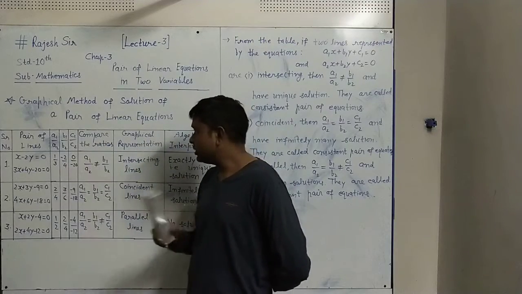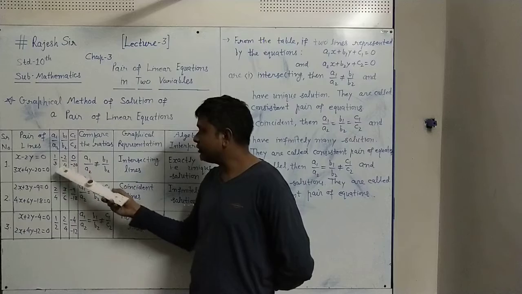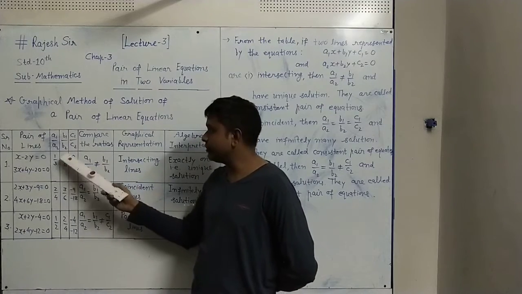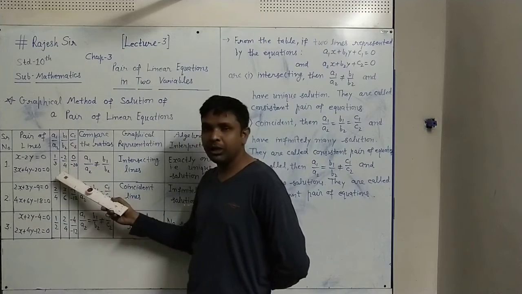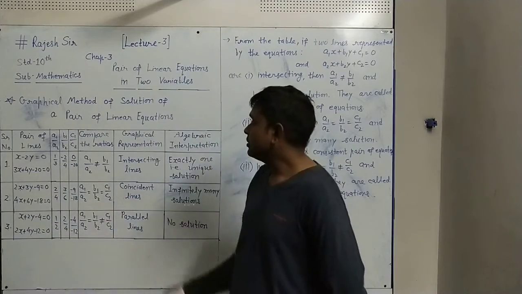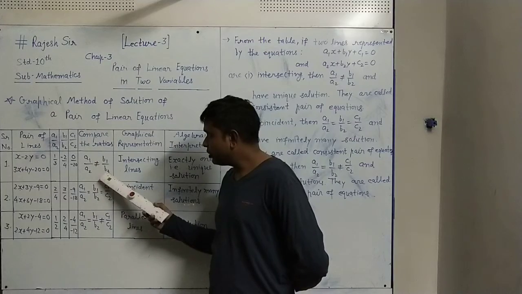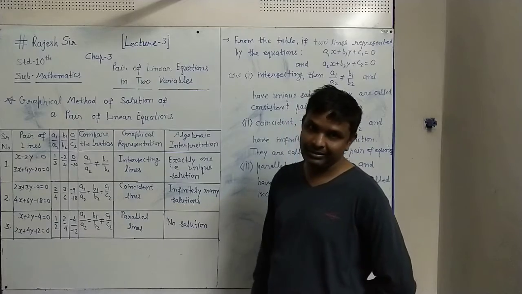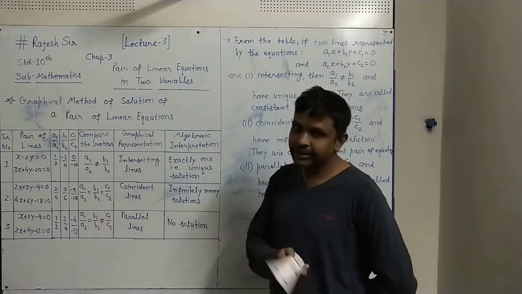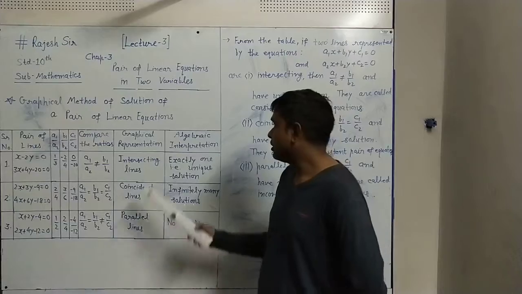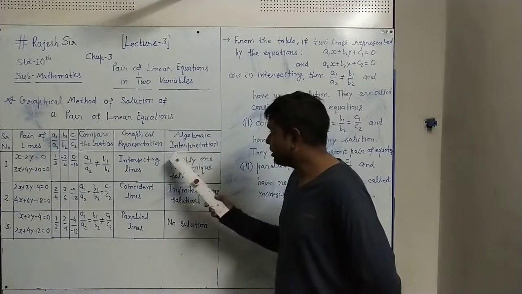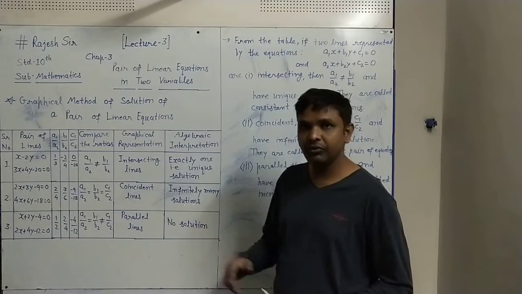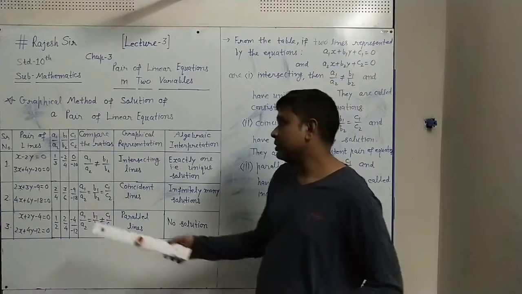Now compare the ratios. Here you will see A1 upon A2 is totally different from B1 upon B2. So A1 upon A2 is not equal to B1 upon B2, because if you simplify, minus 1 by 2 and 1 by 3 are different. When you represent it graphically, they will be intersecting lines. Both the lines will intersect at one point. That means the algebraic interpretation is exactly one solution; only one solution it will have. This is one of the examples.